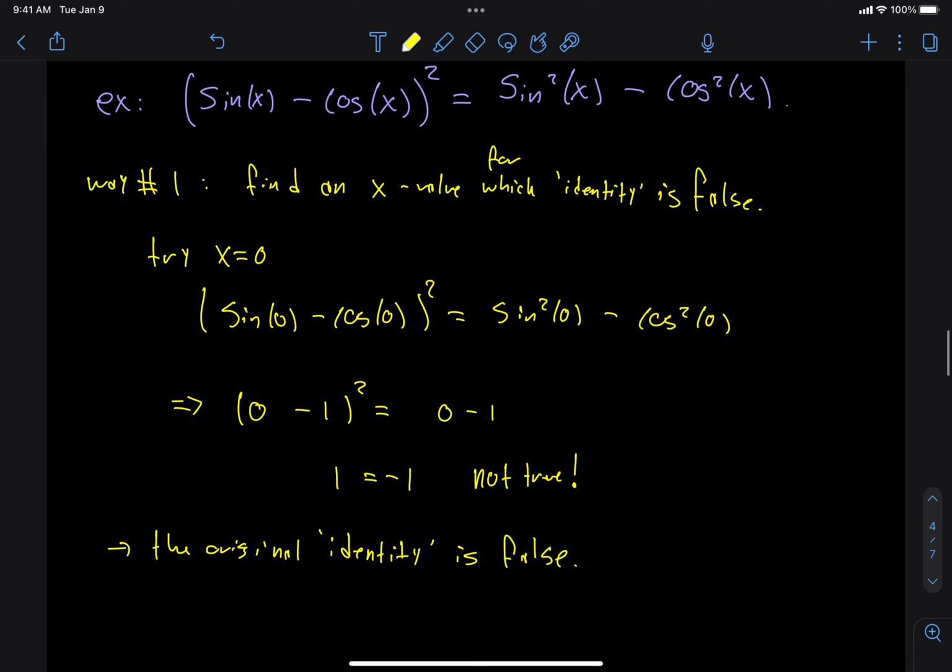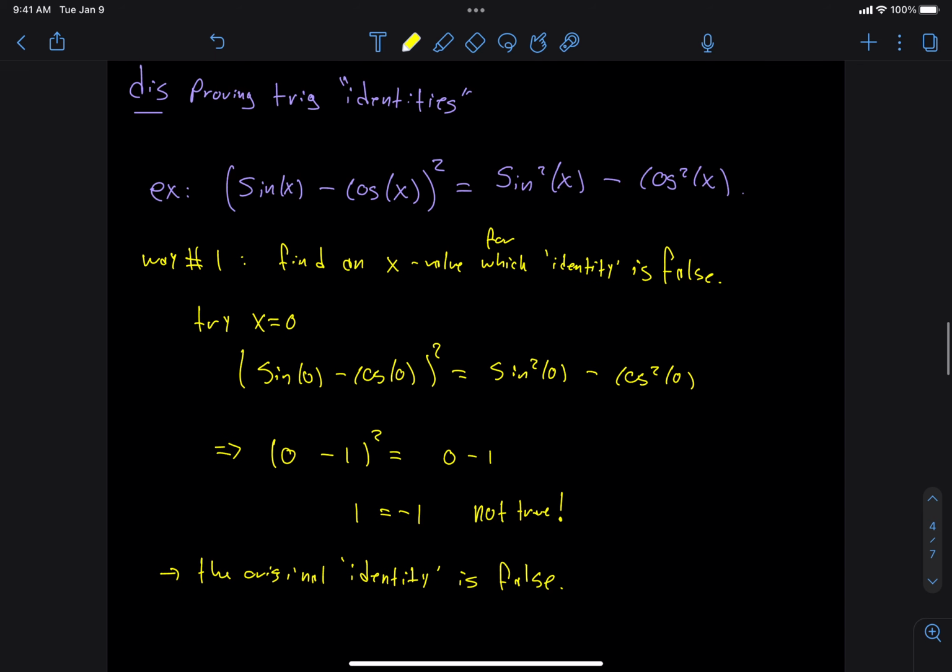Okay, it's false. Any questions on that process? So I could have chosen any number of other x values. It's possible that you could choose an x value for which this actually would be true. Namely, if I pick pi over 4.